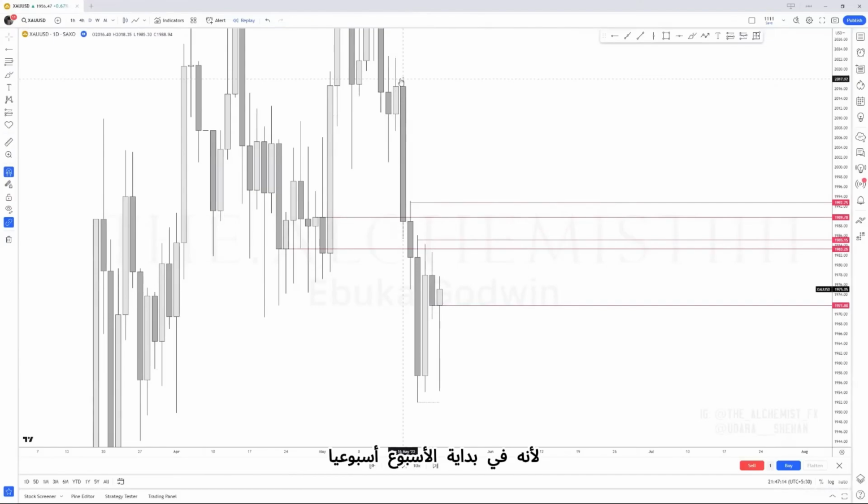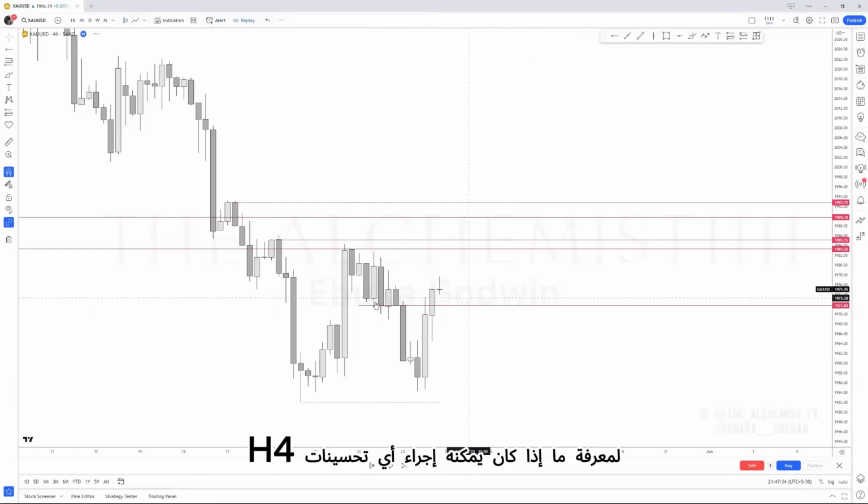Because at the start of the week, weekly was in a bearish storyline. So in a weekly bearish storyline, who will be your obstacles? Daily time frame, daily support, a good zone to pay attention to, right? Like, look at this. This day was just perfect. Now, what do we know? Weekly bearish, daily bullish. Okay, let's go to H4 to see if we can do any refinements.